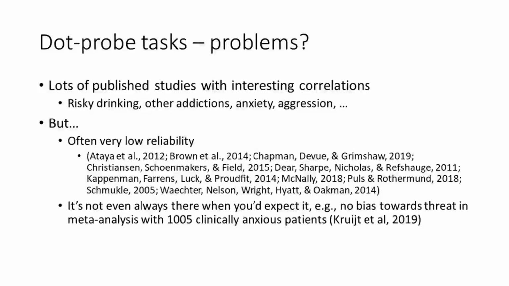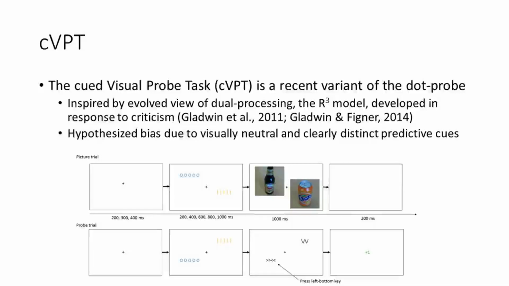Well, some of my recent research has gone into trying to find a different version of the dot probe task that might resolve the issue, primarily by being more reliable. I called that the cued visual probe task, the cVPT. And the idea of this is to use predictive cues instead of these stimulus-driven effects.